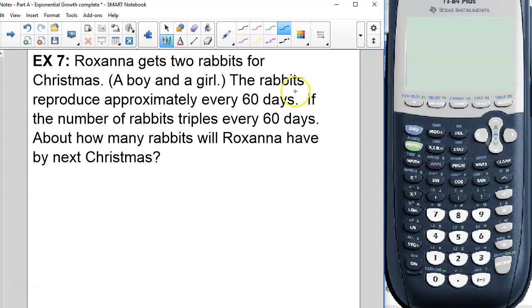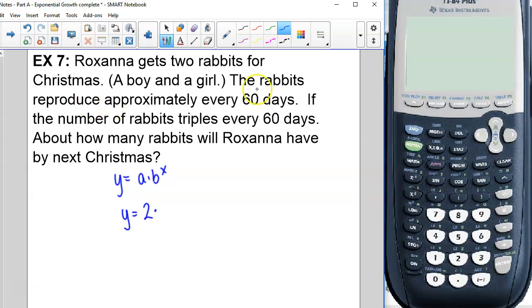So, if this happens, we're doing y equals a times b to the x power. We start off with 2 rabbits. We're just going to say the number of rabbits triples. That simplifies it a little bit. If we said each pair of rabbits has 3 babies or something, that makes it tougher because then you have to pair the rabbits back up. So we're just going to say the number of rabbits is tripling each time.